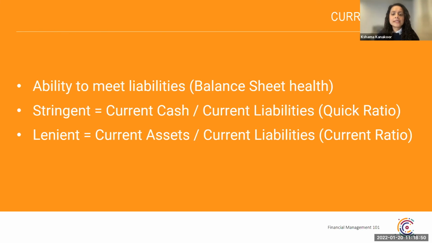And then on the more lenient side, we'd add back the receivables, the prepaid deposits, all of your current assets, and then compare that to your current liabilities. And we call that the current ratio. The benchmark for that is 3, which means that your current assets should typically be 3 times that of your current liabilities. Next slide, please.